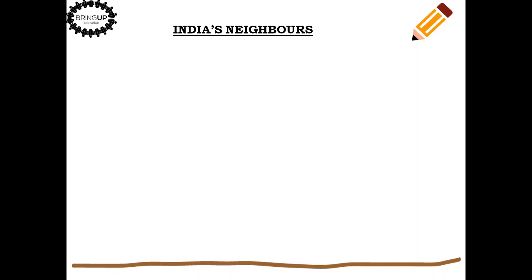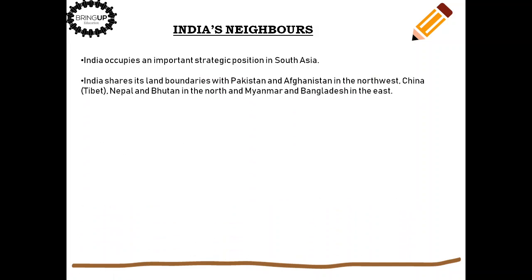India's neighbors. Under this, we are going to talk about the neighboring countries of India. Neighboring countries of India are those which share their boundaries with the land boundaries of India. India occupies an important strategic position in South Asia. We have already discussed this. India shares its land boundaries with countries such as Pakistan, Afghanistan, China, Nepal, Bhutan, Myanmar, and Bangladesh. We are going to discuss the neighboring countries in detail in the next slide.